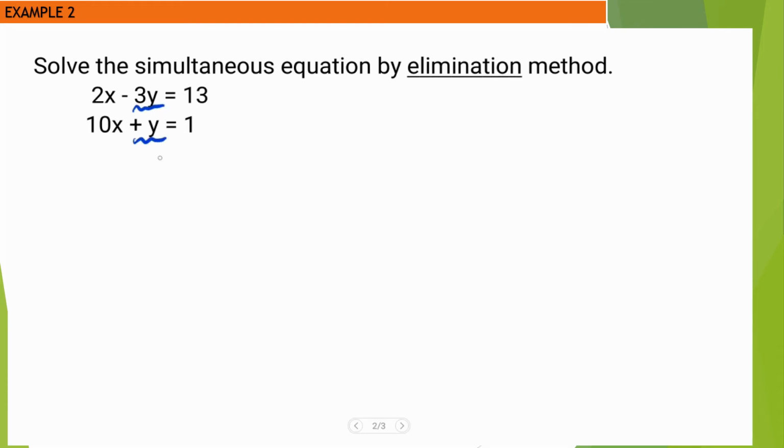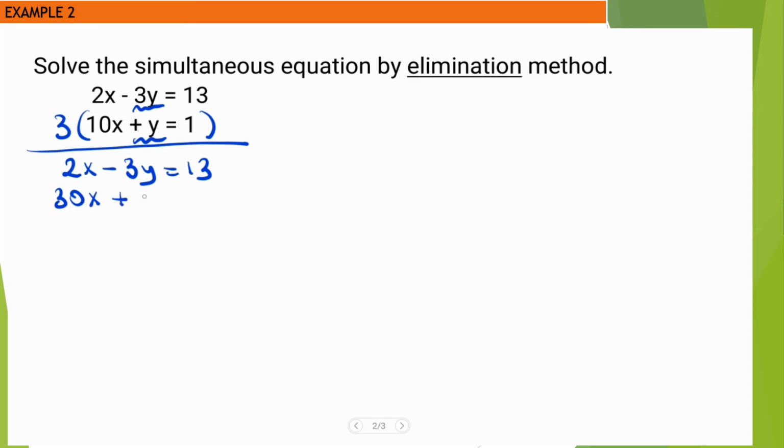So how can I make them the same? I am going to multiply the second equation by 3. But be careful, you have to multiply each term in the equation by the number you choose. So rewrite the equations again. The first one, nothing to do with it, just copy it. The second one, you multiply each term by 3 and it becomes 30x plus 3y equals 3.